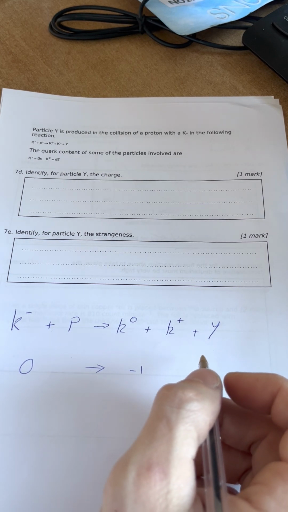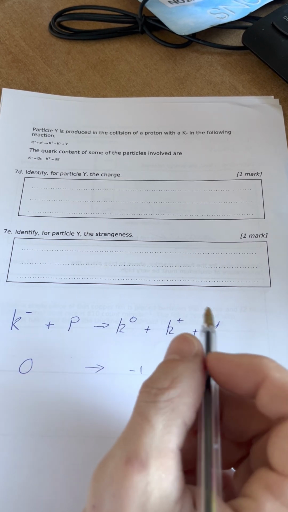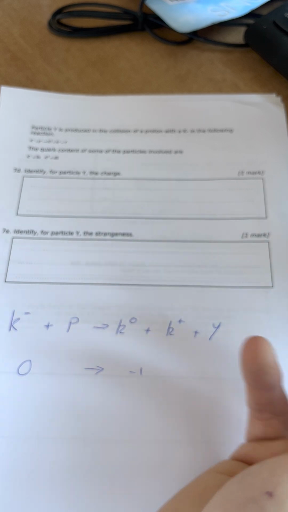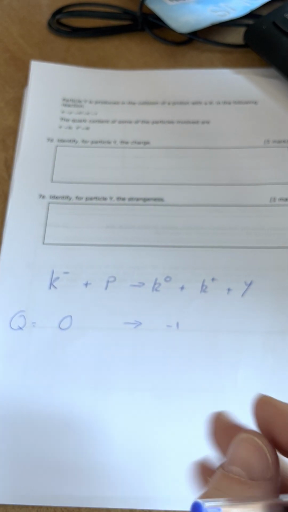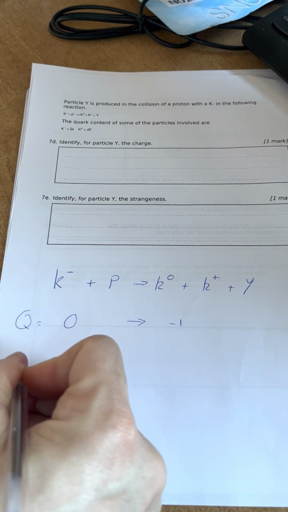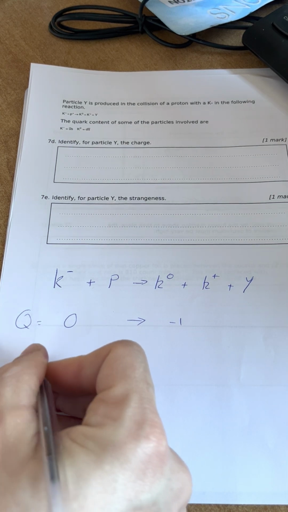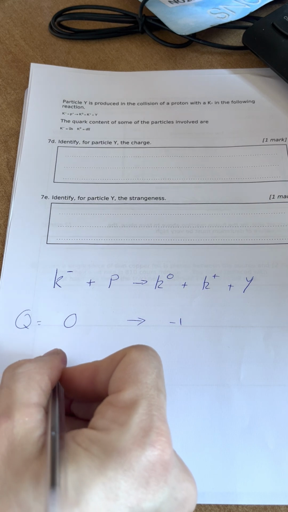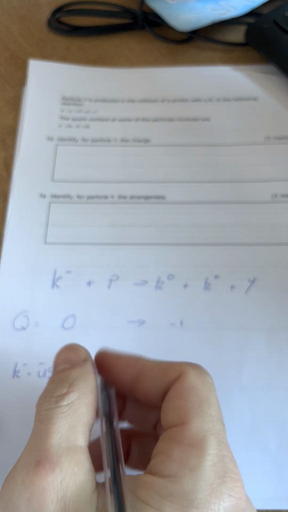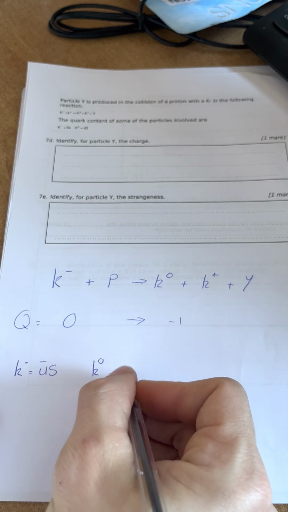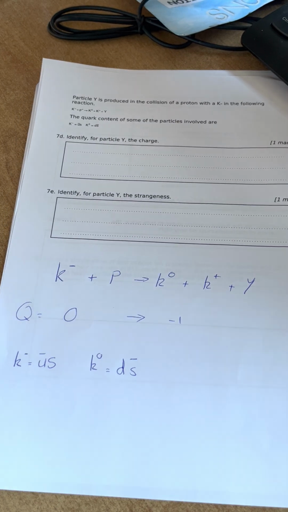Now the next question is, well, identify the strangeness. Well, this is a strong interaction. And so you know that strangeness has to be conserved. So how do I do this? Well, it's told me that a K minus has a quark structure of anti-up strange. And it's told me that a K0 has a quark structure of down anti-strange.